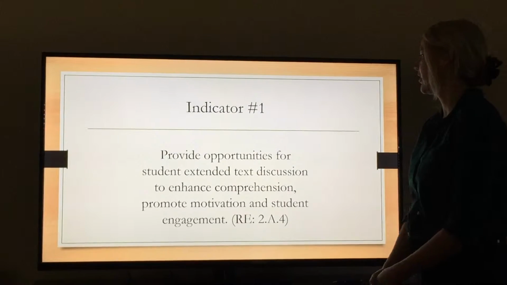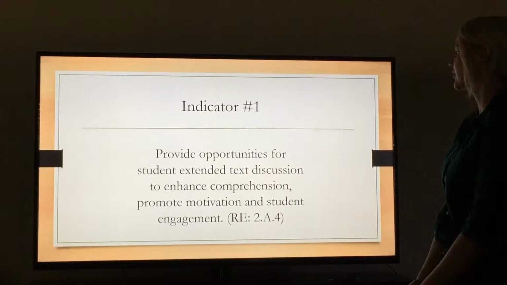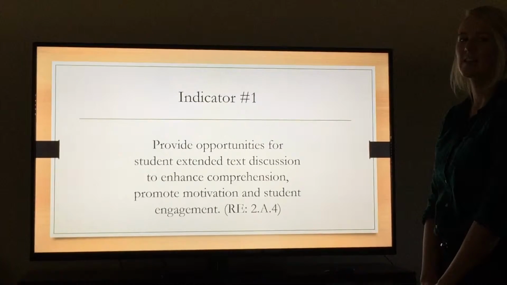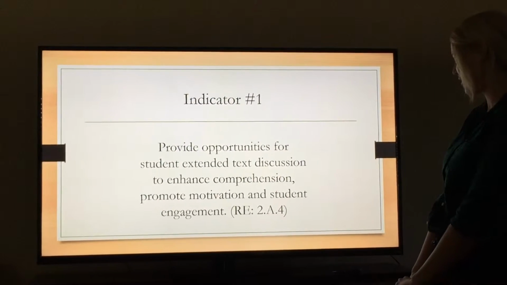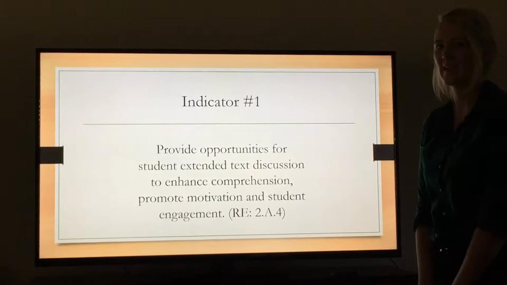The first indicator is to provide opportunities for student extended text discussion to enhance comprehension and to promote motivation and student engagement.